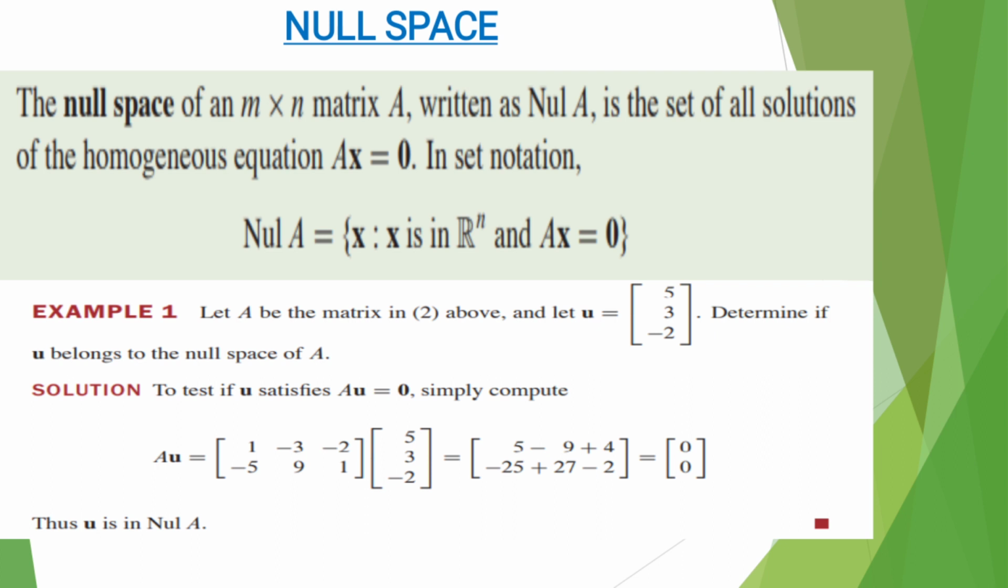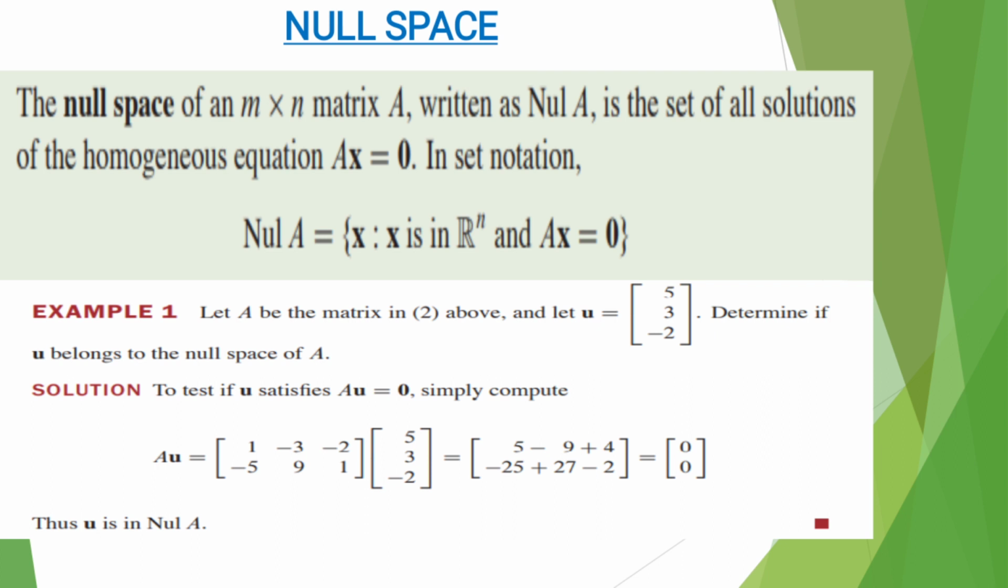The definition of null space: A is an m by n matrix. The set of all solutions of the homogeneous equation Ax equal to 0 bar is called the null space of matrix A. It is denoted by null A. So null A is the set of x such that x is in R to the power n and Ax equal to 0 bar. This equation Ax equal to 0 bar is also called a homogeneous equation.